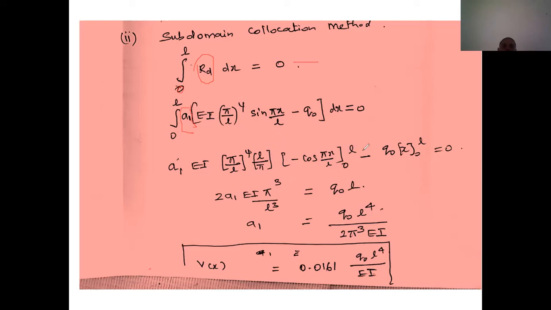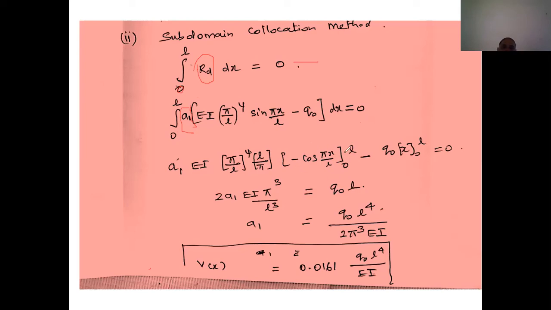And again, if you substitute the upper limit and the lower limit, you will get cos pi x by L. If you put L, you will get cos pi. Cos pi minus 1 becomes minus 1. So you will get 1 here. And again, in the lower limit, you will get minus.